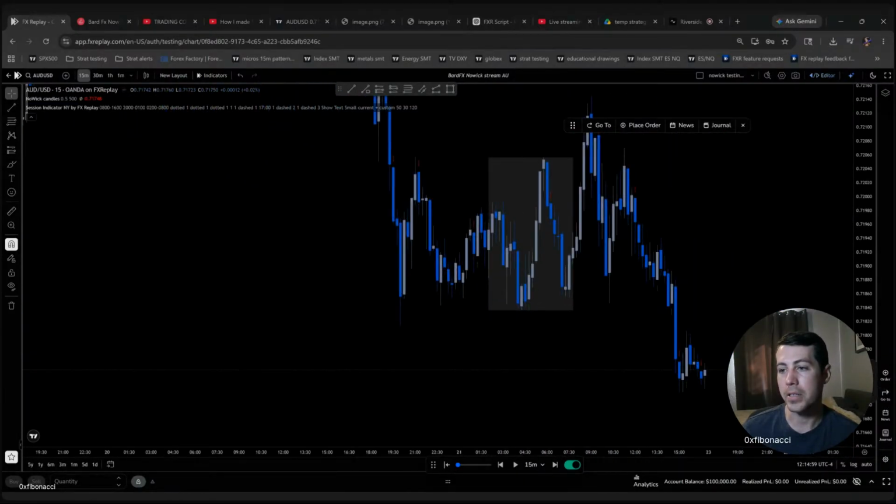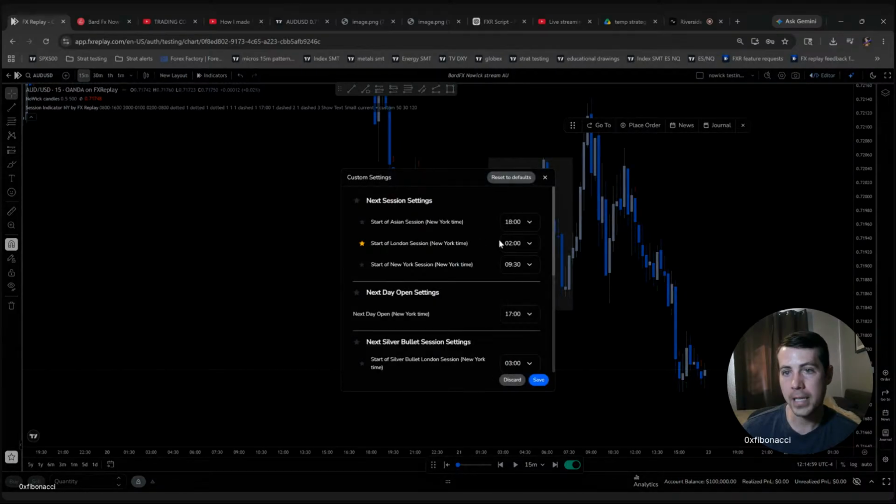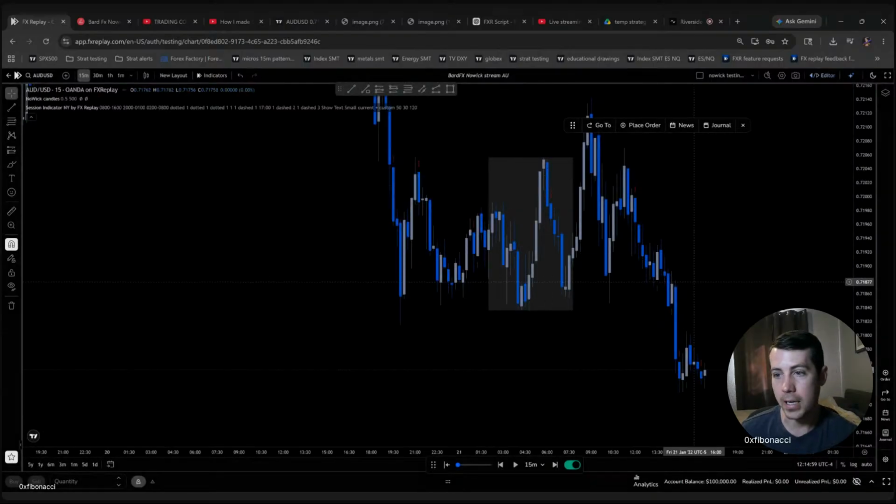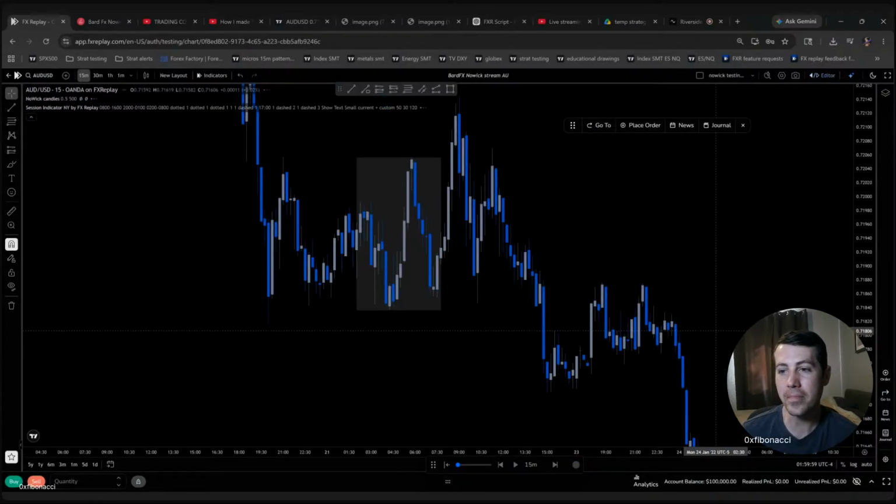The only other thing I'll be using is this go-to, and I have it set to go to 2 a.m. every day, which lines up with the start of our trading window. So at any point in the stream, feel free to reach out if you have questions, but let's see if we can catch some trades and give this a shot.